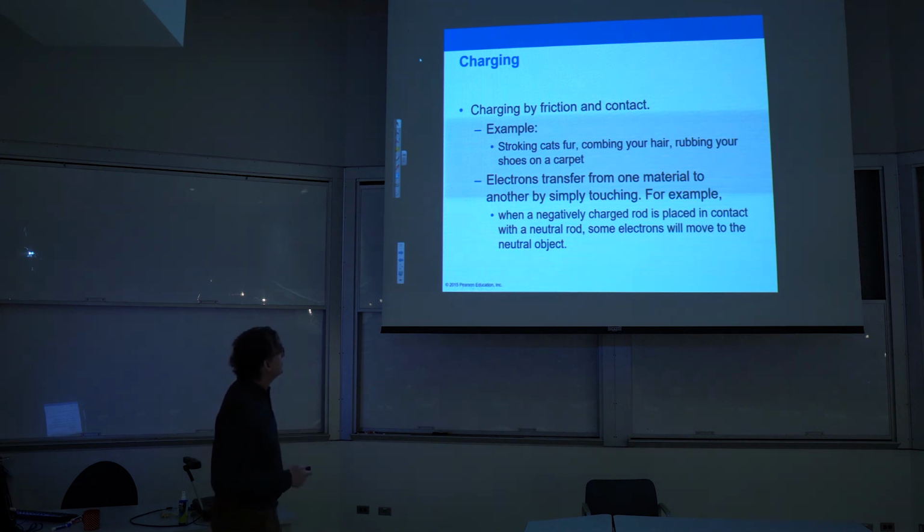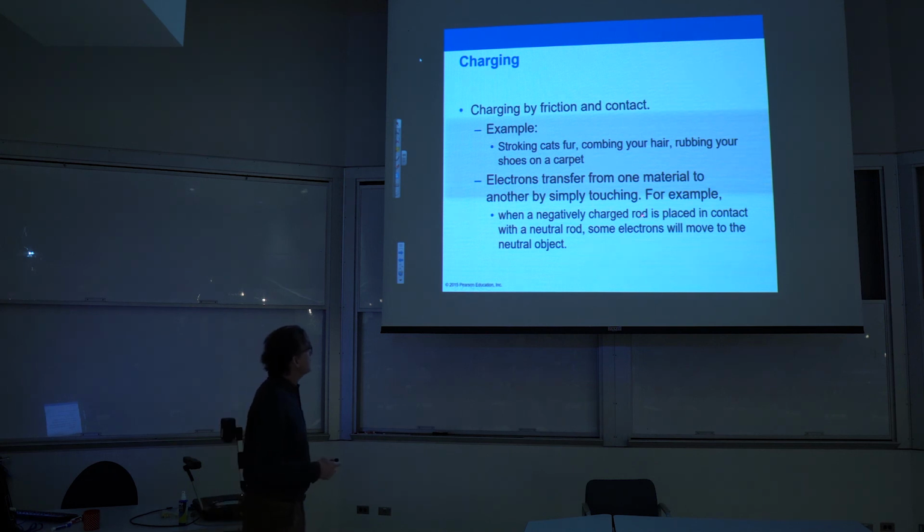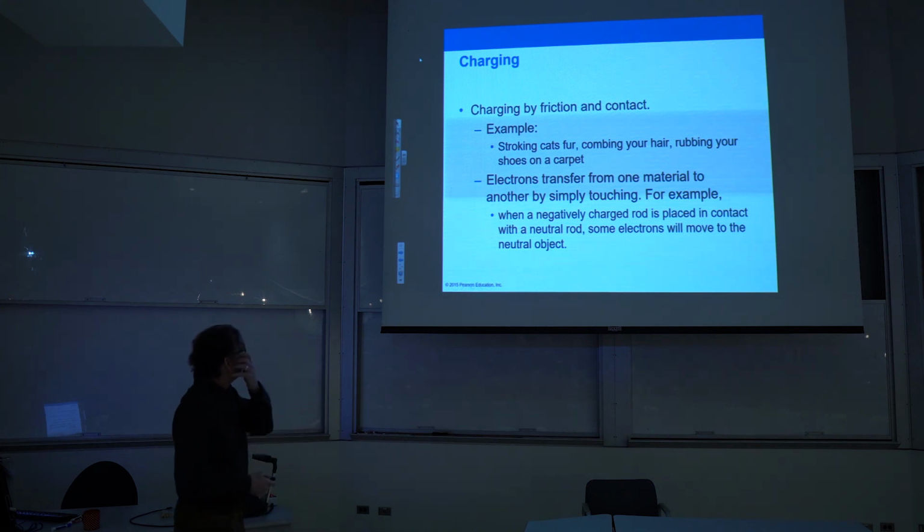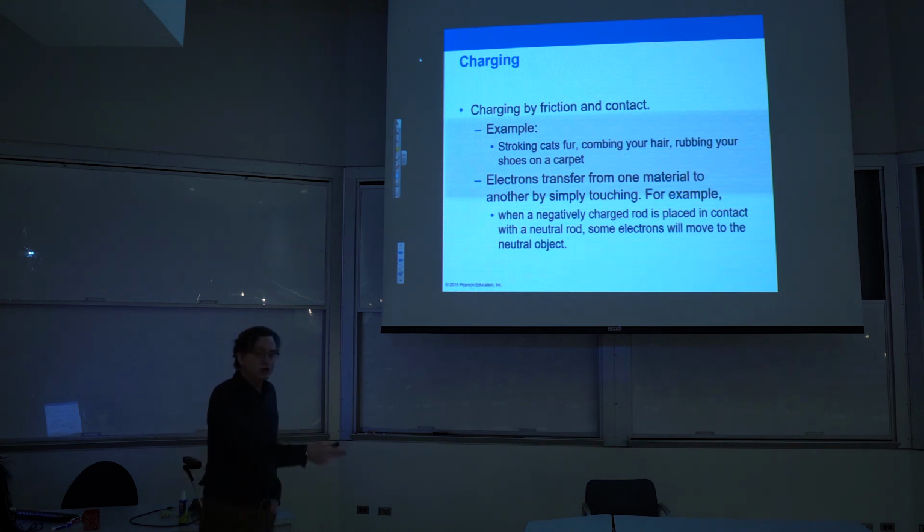The other way in which we can do this is electrons can be transferred from one material to another simply by touching. So if I have, for example, a negative charged rod and place it in contact with a neutral rod, then some of the electrons will move to the neutral object and therefore become charged. The original object will become less charged. The uncharged object, the neutral, will acquire some of those electrons. So each rod might get half the amount of the charge that the other one started with, but the contact will allow the electrons to move from one to the other.